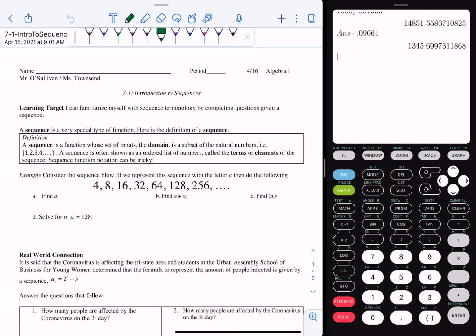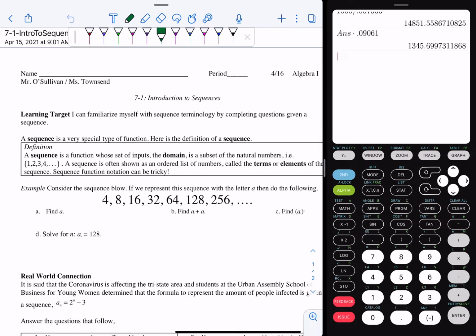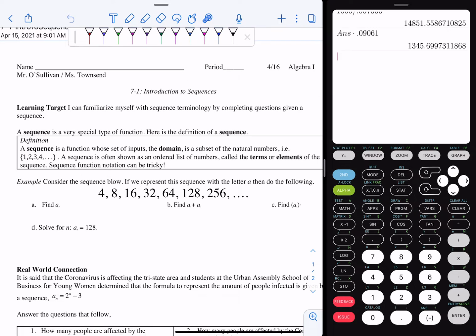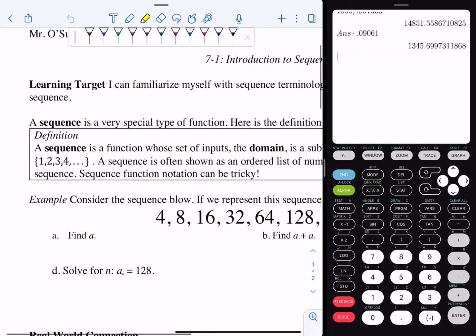Today we're going to be starting a new unit, lesson 7-1, Introduction to Sequences. Today's learning target is I can familiarize myself with sequence terminology by completing questions given a sequence. Just to give you a heads up, a sequence is a word you might not have heard before, or at least in math you might not have heard it, and it's a very special word. So that's actually our big definition for today.